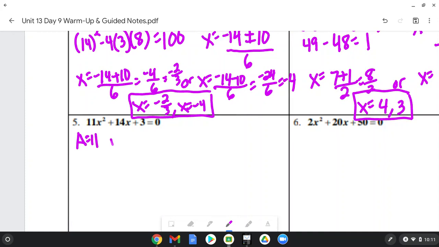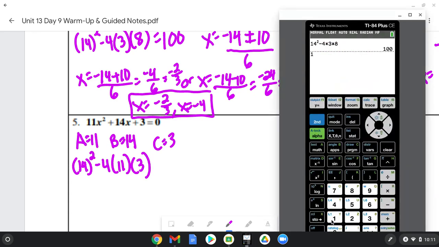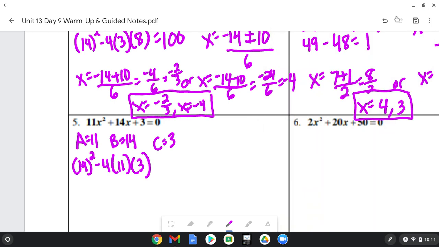My a value is 11. My b value is 14. My c value is 3. So if I did 14 squared minus 4 times a times c, that's what the setup would be. So let's punch that in because that's a bigger one. So we got 14 squared minus 4 times 11 times 3. So we get 64 for that one.